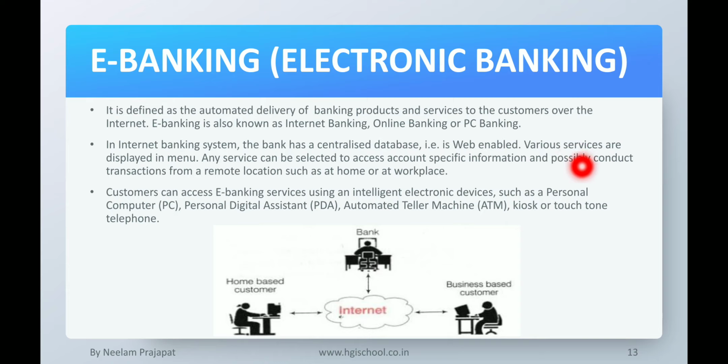So various web services are displayed in the menu. We can select any service, then access account specific information and possibly conduct transactions from a remote location such as at home or at the workplace. Now customers can access e-banking services using an intelligent electronic device, that means a PC. PDAs can be used, ATM, kiosk, touch tone telephone, etc. Here you can see there is a bank, and with the help of the internet we can access the bank website from home as well as from business.